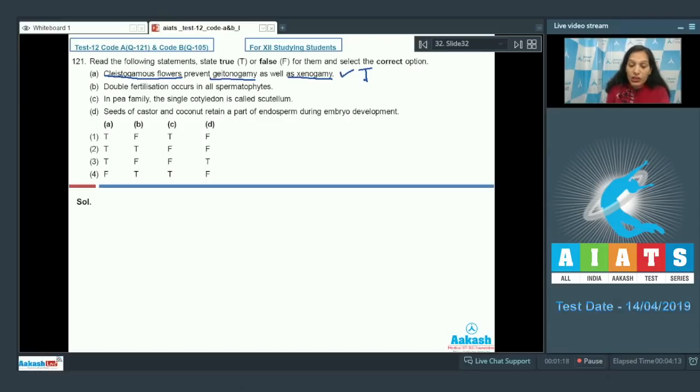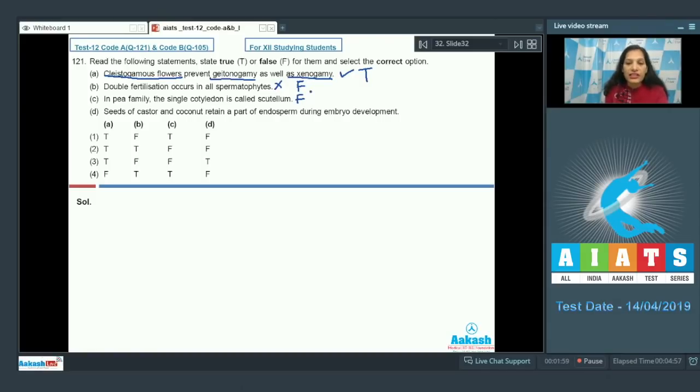B. Double fertilization occurs in all spermatophytes. No. Spermatophytes are the seed-bearing plants. Gymnosperms also are seed-bearing plants, but double fertilization is the feature which is seen only in the angiosperms. Double fertilization event includes syngamy as well as the triple fusion, which is only possible in the angiosperms. So this is false. C statement says that in pea family, the single cotyledon is called the scutellum. Pea family is a dicot family called the Fabaceae, in which two cotyledons are seen. So this statement is false.